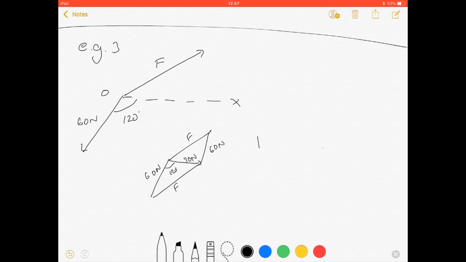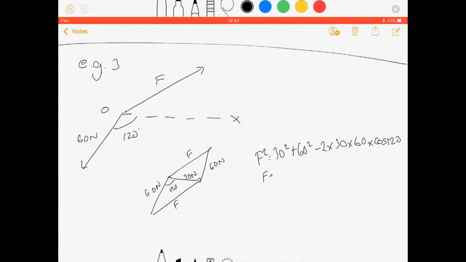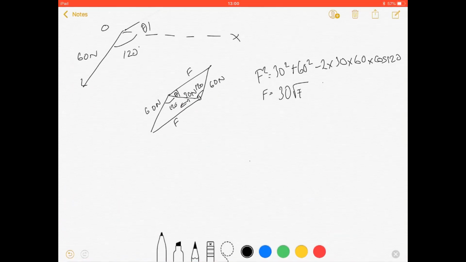So in this case, F squared equals 30 squared plus 60 squared minus 2 times 30 times 60 times cos 120 would be the result for F squared. To work out F, just pop that into the calculator. Now we get a value for F as 30 root 7. In order to work out what theta is, I forgot to add that it was actually in the question.